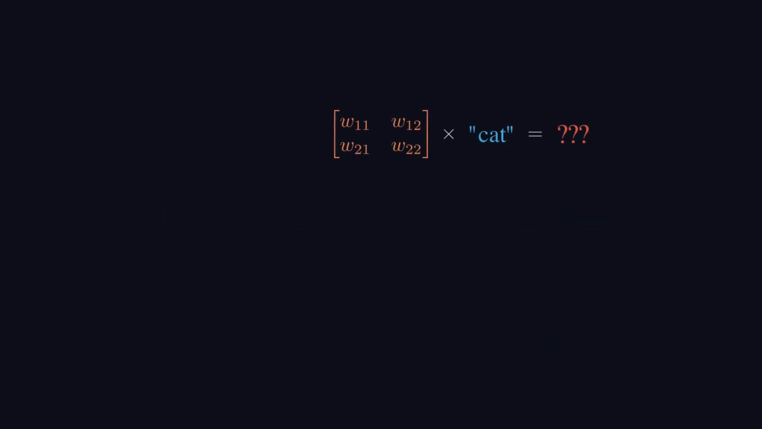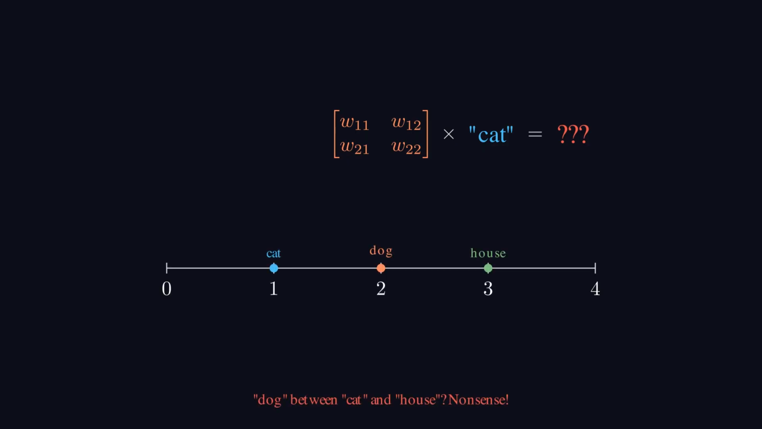A neural network is a sequence of matrix multiplications. It takes numbers in and produces numbers out. But language is made of words, symbols, not numbers. How do you multiply a matrix by the word cat? You can't. So we need a way to represent words as numbers.